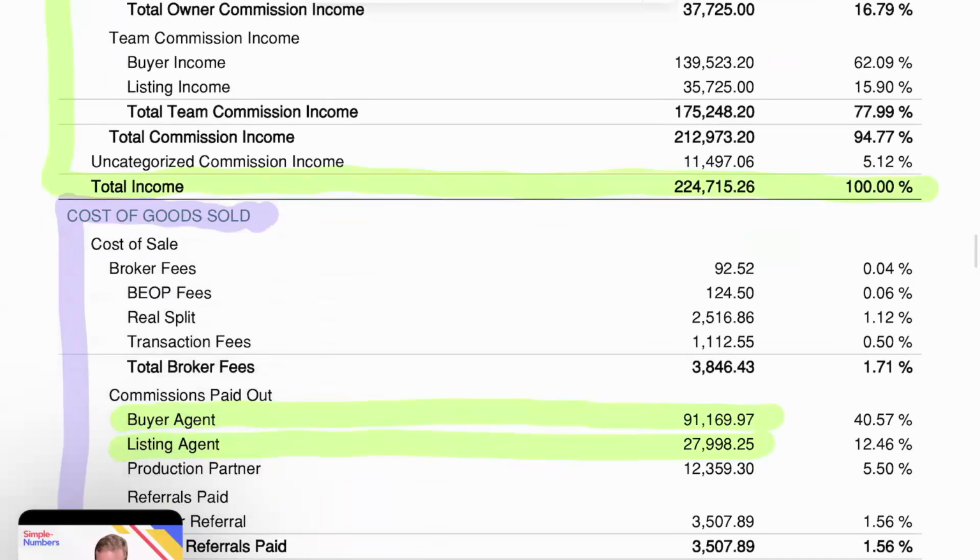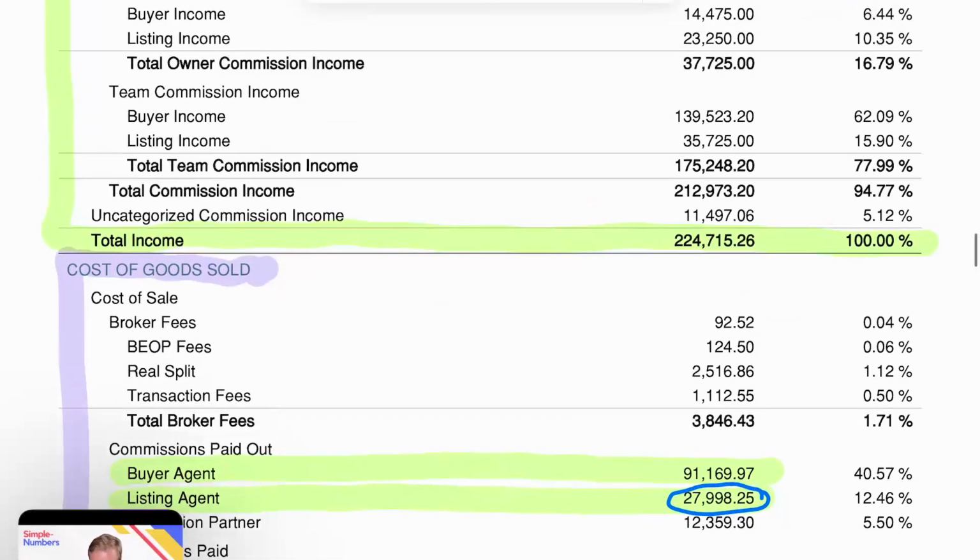What we can look at here when we calculate that is we paid $28,000 out to agents on the listing side of the business, and they generated $35,000 in revenue. So what's that percentage? That is 78% listing cost of sale. So when a team member on our team does a deal, on average, they get 78% in this case. By the way, that's not good. But let's look at the buy side.